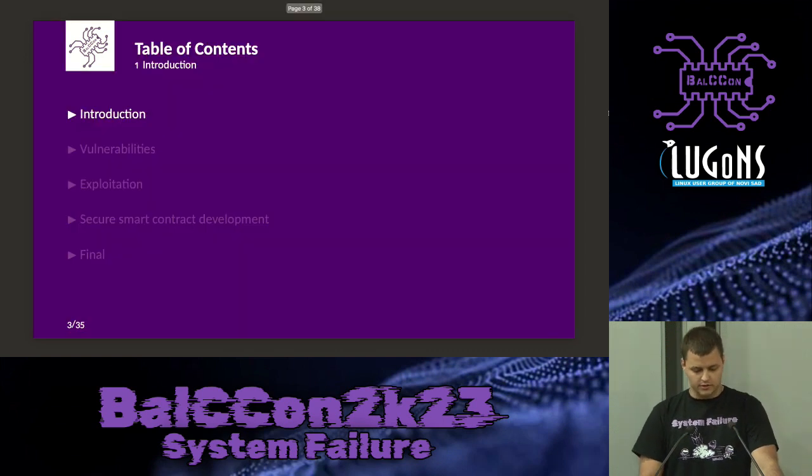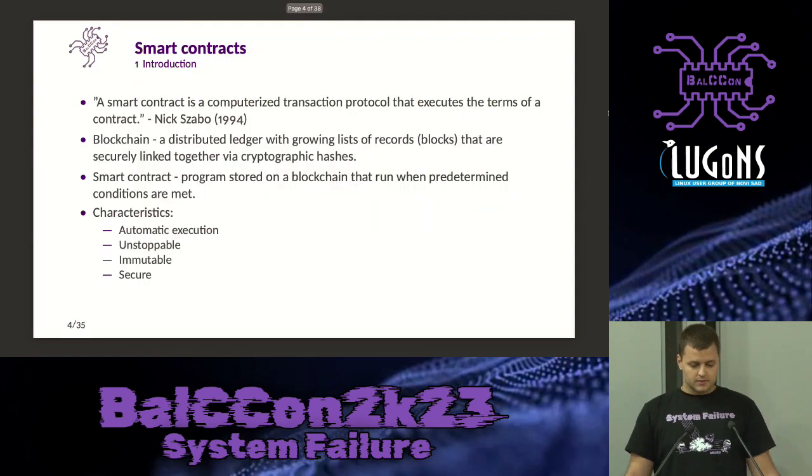So let's get into the content. First, let's cover some basics. I was surprised when I started researching this topic that the idea of smart contracts appeared back in 1994, by an American scientist from Hungary, who defined a smart contract as a computerized transaction protocol that executes the terms of a contract. But at that time, it was not feasible to implement something like that to be secure.